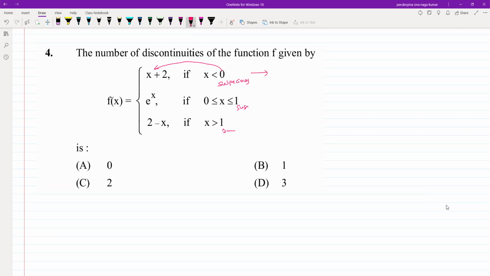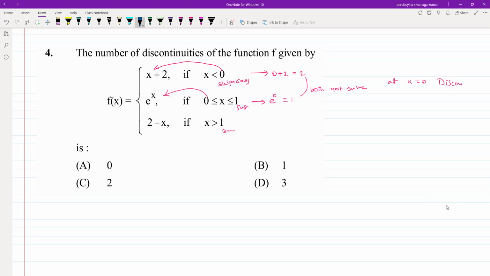Or you can check at x is equal to 0. If you substitute 0, then it will be 0 plus 2, which is equal to 2. And here also, if you substitute 0 in this e power x place, then e power x means e power 0, which is 1. Both are not the same. That means at x is equal to 0, it is discontinuous. Okay, confirm.